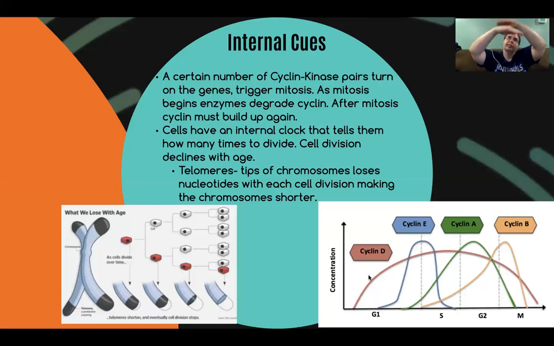It takes a certain amount of time. Once a certain amount of cyclin has been made, it activates the kinase genes. Kinase is created to break it down. This causes mitosis to occur, and so on, and so on.